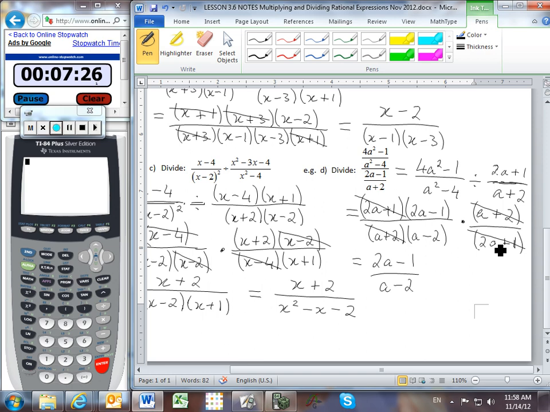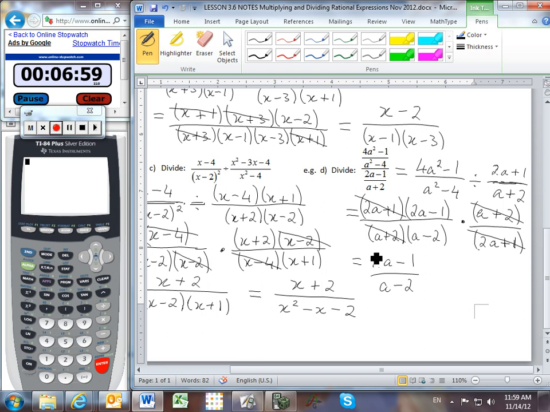I just want to point out that one terrible mistake that you could make is to think that we could cancel the a's on the top and the bottom here. You cannot. The only things that you can cancel on the top and the bottom are factors of the top and the same factors on the bottom. This a is not a factor of the top because it is not multiplying everything in the top. It's multiplying only the 2.